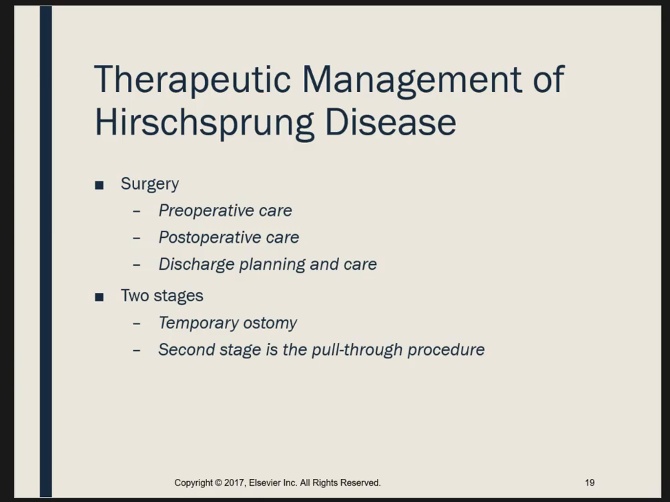The discharge planning here, there's going to be a lot of education that needs to happen with families and a lot of support, especially if this is something that was caught in the newborn period. These families need a lot of support. So utilizing your referrals, utilizing your resources in order to facilitate that for families is going to be crucial.